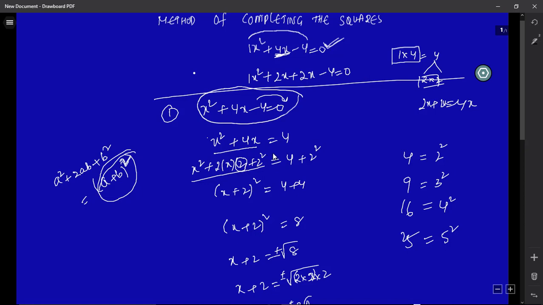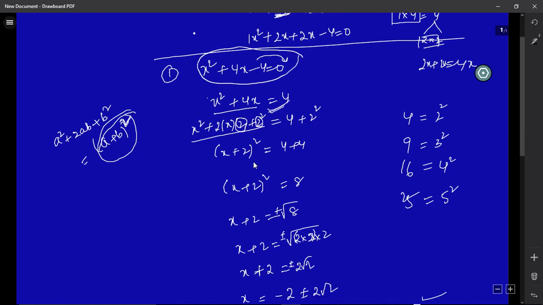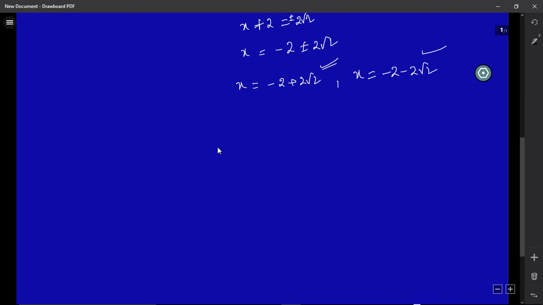Now if you find any difficulty in understanding how I added b square here, this is quite simple actually. 2 2s are 4, so b is 2. I can understand it this way, but maybe there could be people who don't understand this. For them I'll explain this thing in a slightly different way. Let's go ahead and try to do the same thing all over again.